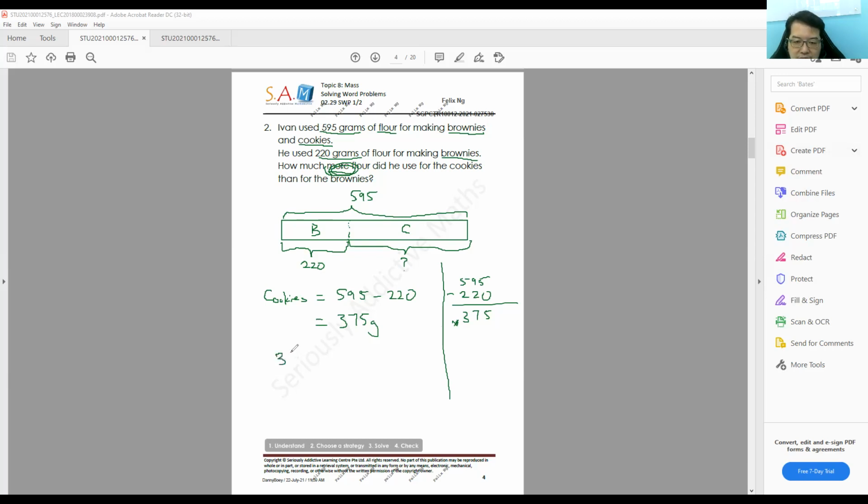which is 375 minus 220. And the answer is, okay. So let's write the statement. I'm going to type instead so that it's neater. So give me a minute. But of course, you would write it as it is. So he used, past tense, 155 grams more flour for the cookies.